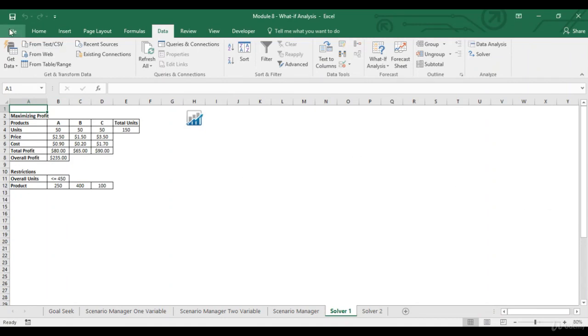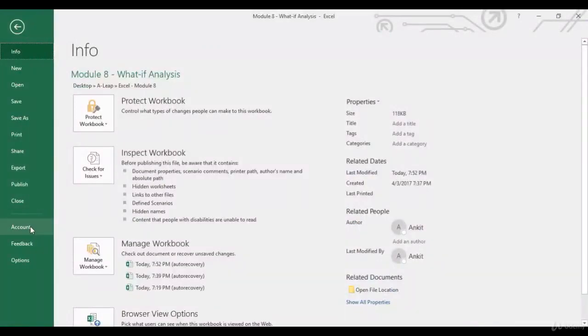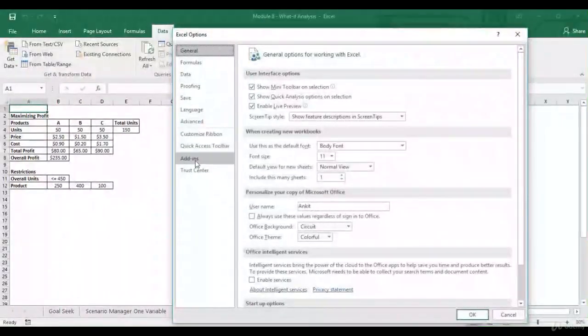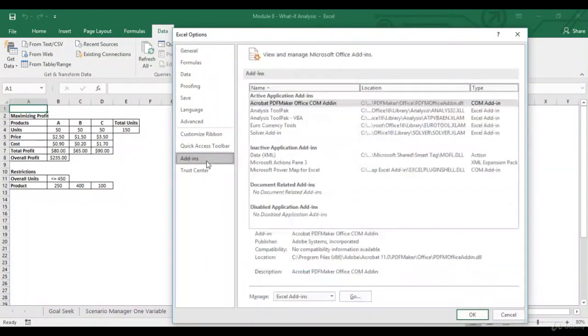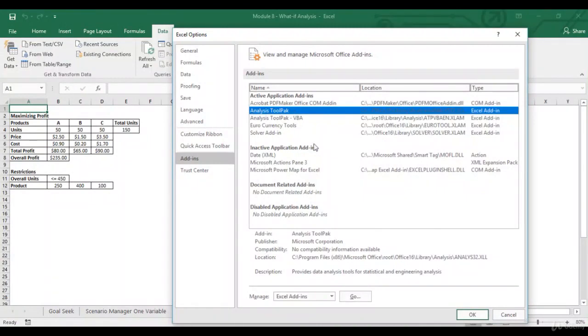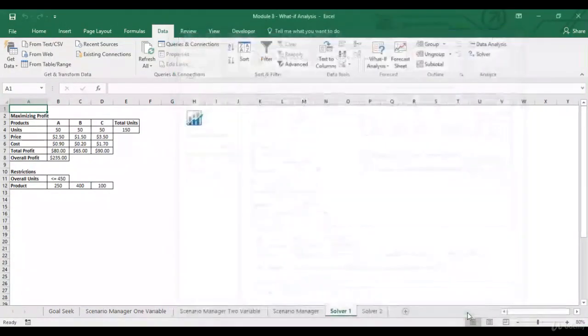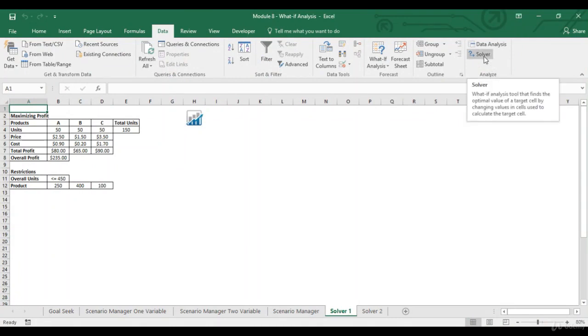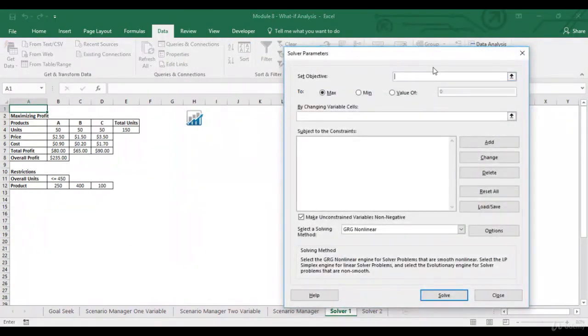So go to File, go to Options. Now click on Add-ins. In the add-ins, Analysis ToolPak should be added in. If not, then just click on it and click on OK. Then you'll have this Analyze toolbar appearing in the Data group. Now click on Solver. So this is how it looks.